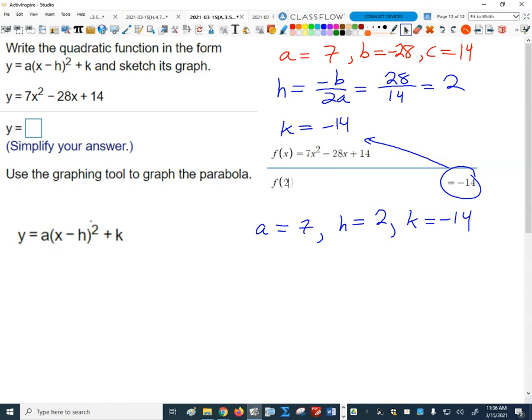Okay, let me hear from everybody. Okay, good. Good. So I'm just plugging in values then, aren't I? I'm plugging in the values 7. H is 2. And K is negative 14. So I just get y equals 7 times the quantity x minus 2 squared minus 14. Okay, let's graph this one and we're done.